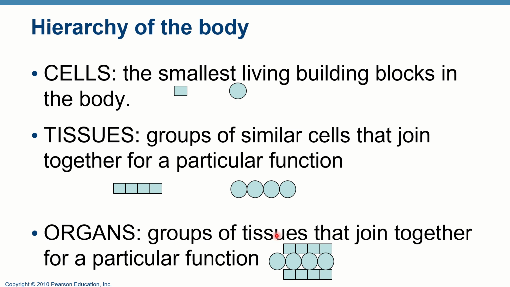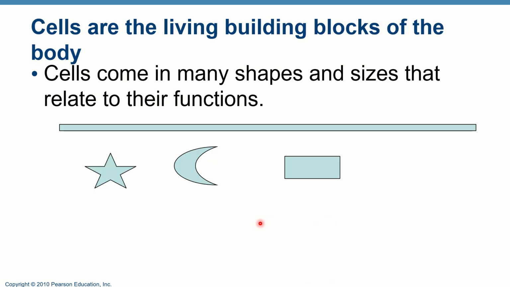Then there is an organ. An organ is a group of tissues that join together for a particular function. You can see that here first is our cube-like structure, then there is our circle-like structure, and then again there is a cube-like structure.